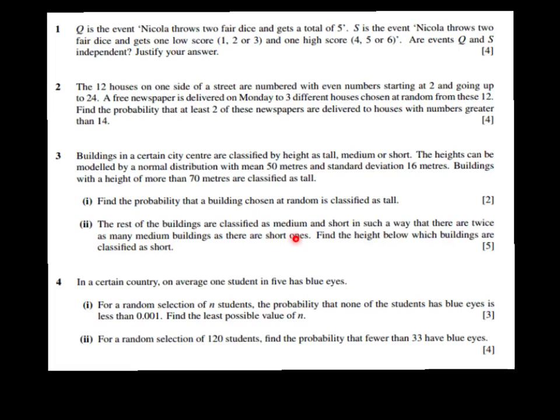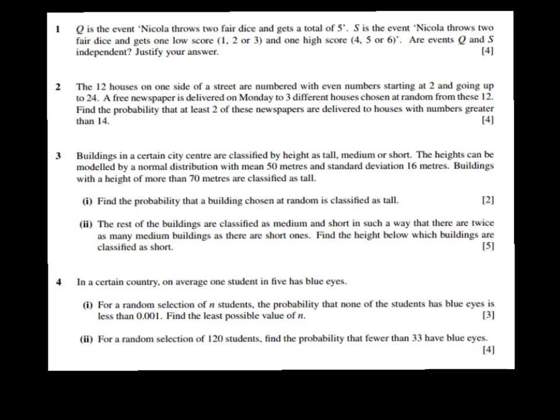Part 2, the rest of the buildings are classified in a way that it's a 2-to-1 ratio of medium buildings to short ones. So whatever you work out for part 1, take that away from 100%, or take it away from 1 to work out what's left over for the medium and short, and then divide it into 3 parts. 2 of those parts will be mediums and 1 of those parts will be short. So you'll get a percentage or a decimal that matches with the shorts in terms of the probability for the buildings. Then you're going to have to use an inverse normal approach to find the z-score that goes with it. Make sure the z-score is negative because it's going to be below the mean, and then use a formula to work backwards to find out what the height is that matches to that one there.